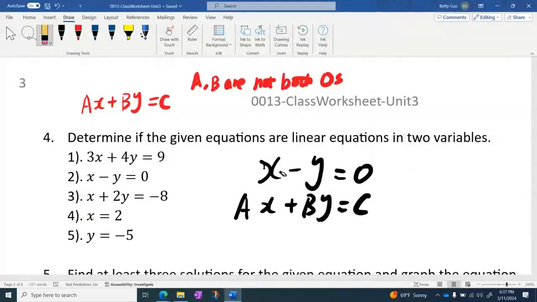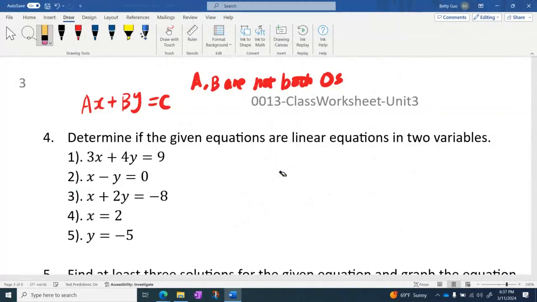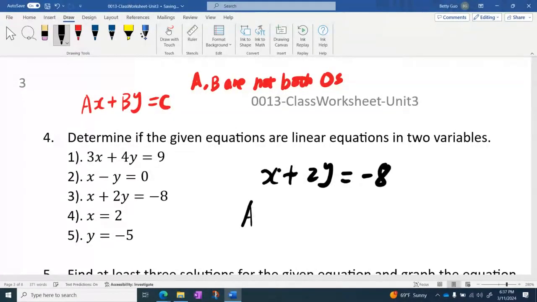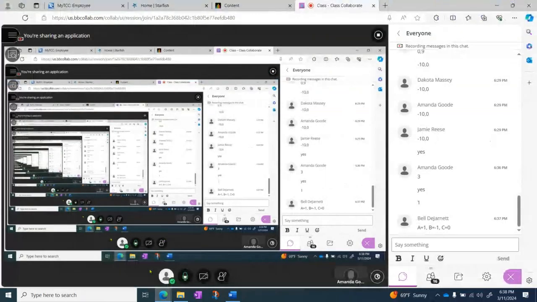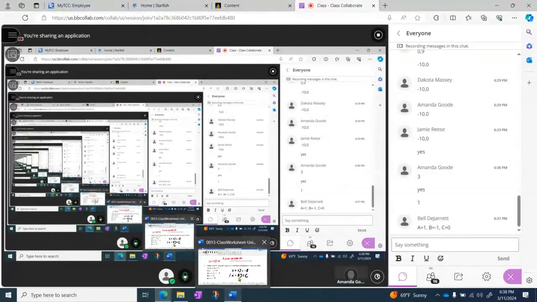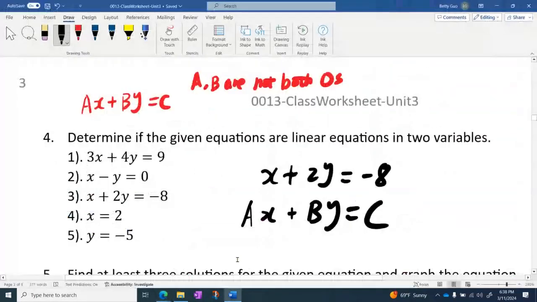Number 3. The given equation is x plus 2y equals -8. Is this equation a linear equation in two variables? If yes, what's a, what's b, what's c? What is the value of a? Which one are we on again? We are on number 3: x plus 2y equals -8.